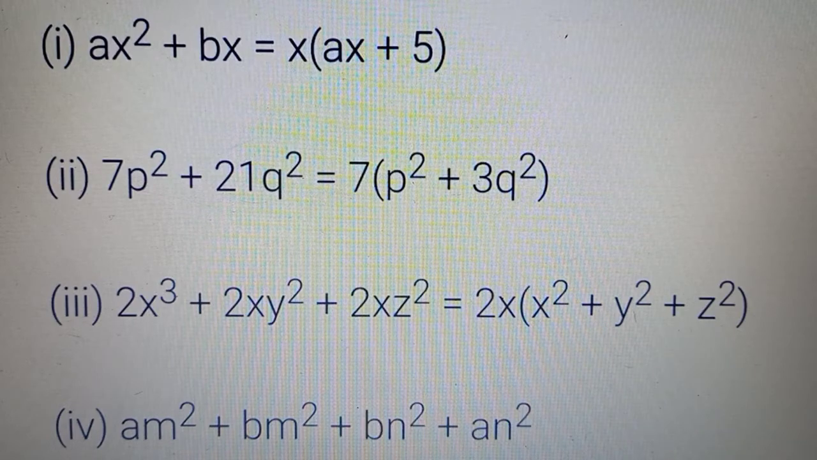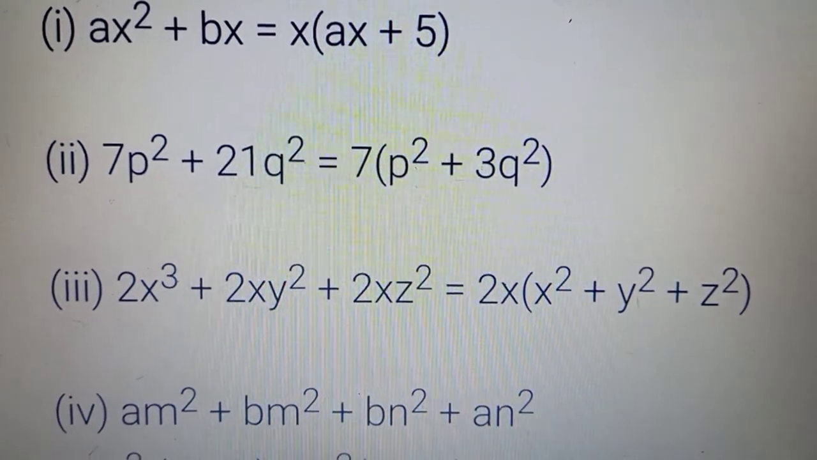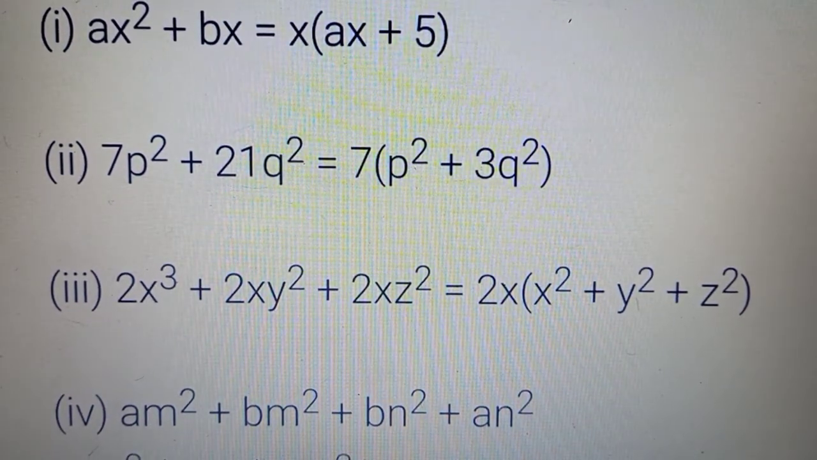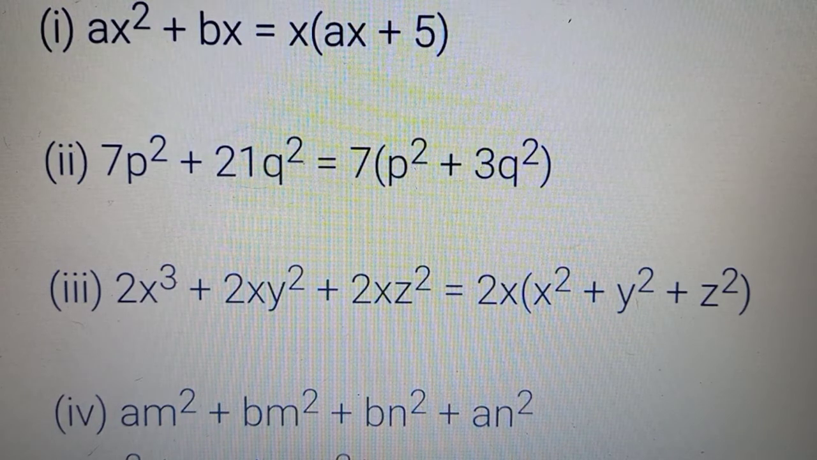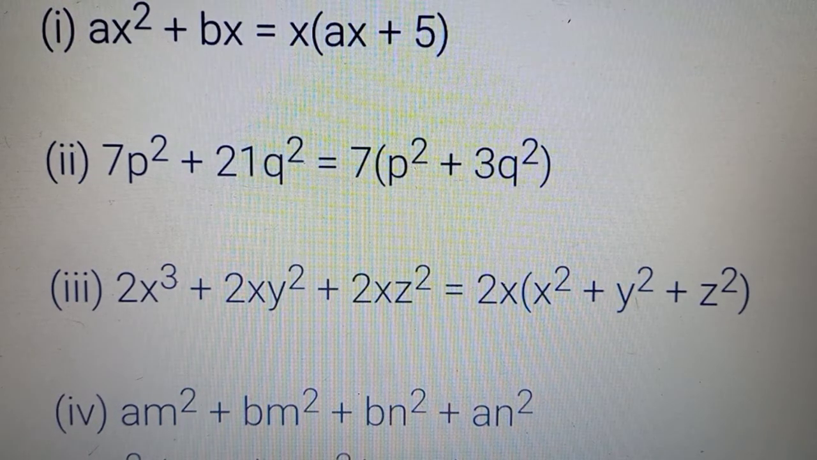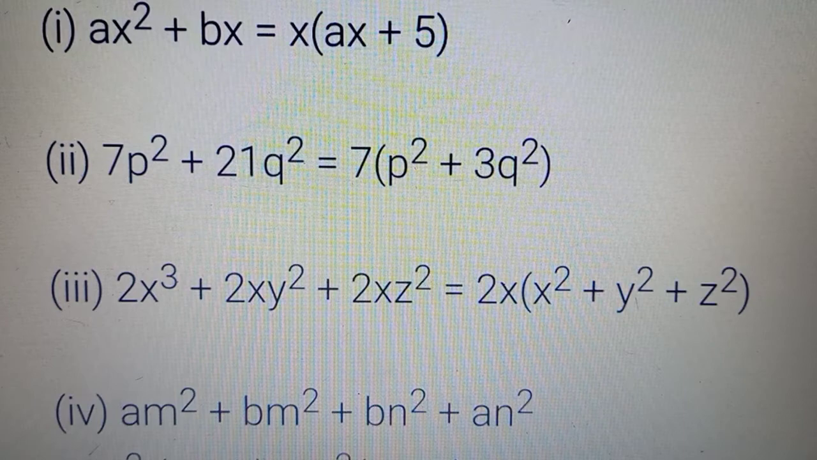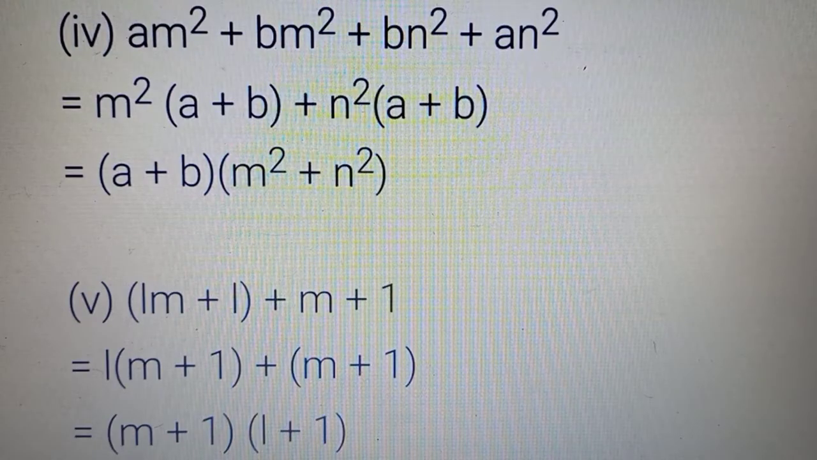Okay. Then for the fourth part, you have am square plus bm square plus bn square plus an square. Now in this, a little bit of working is there. The first three were very simple. Straight away, from all the terms, something was coming common and we had taken that common. Okay. So we'll see now. Now see this way, the fourth one.